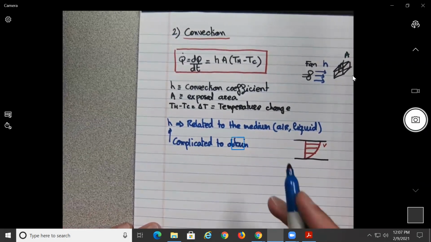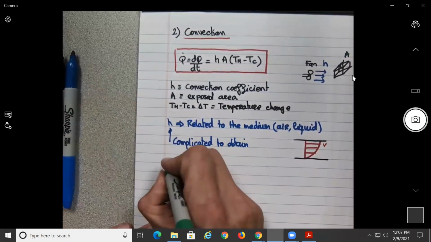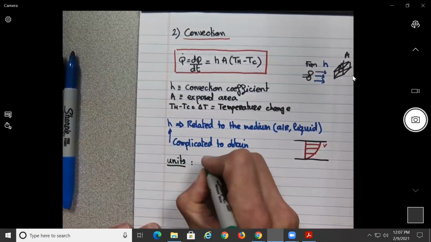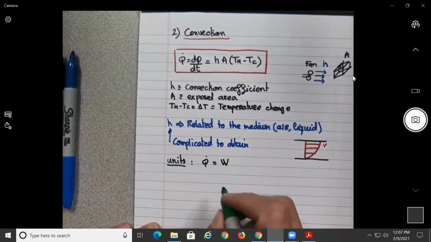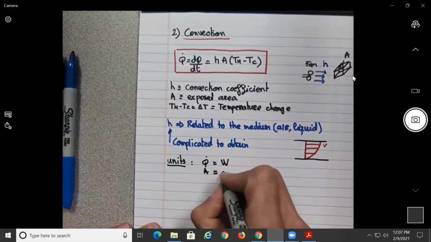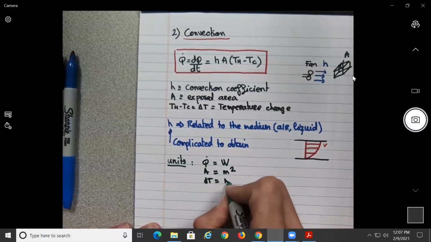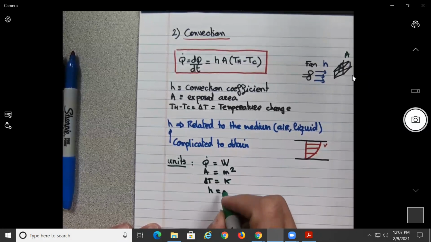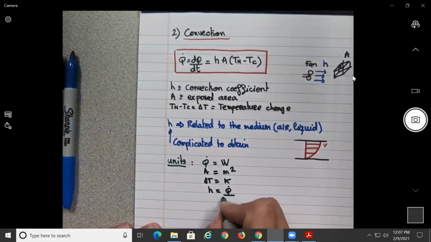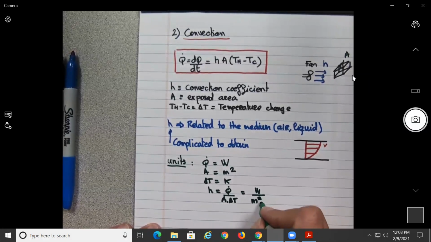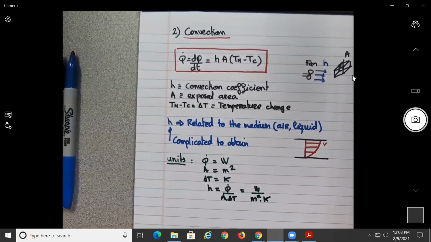So what should be the units of h? Again, the heat transfer will be in watts, A would be in meters squared, and the difference in temperature will be in Kelvin. So this will tell you that h should be Q dot divided by A delta T, so it should be watts per meter squared Kelvin for h, okay? That should be the unit.